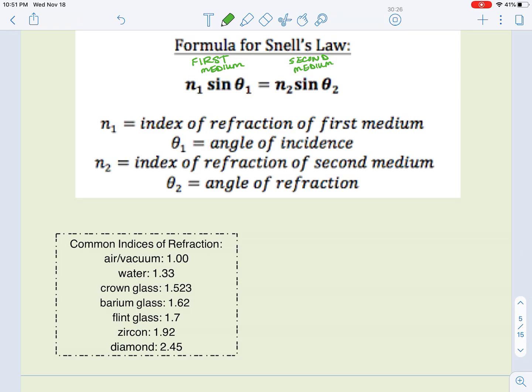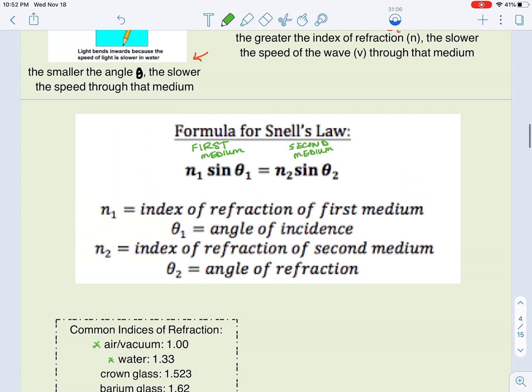We have some values here on the screen for your practice work. You're also going to be provided a little chart that gives you some n values. There are going to be some that you are expected to know, like the n value for air or a vacuum is 1. Again, that just means that the speed of the wave is the same as the expected speed of light through a vacuum or through outer space. We're going to use water quite a bit, so you may learn that one. But for the most part, we will give you either a chart or simply state in the word problem what those n values are, so you have them to plug into your formula.